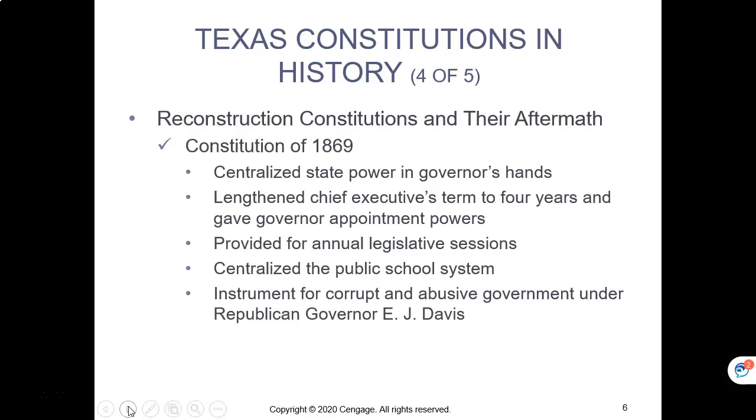Now, notice the words that are written on the page. It says that he was an instrument for corrupt and abusive government. That may be true. I cannot find one account of benevolence, goodness, or kindness from E.J. Davis.